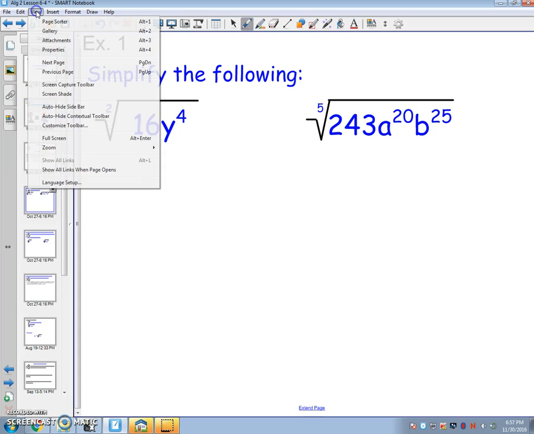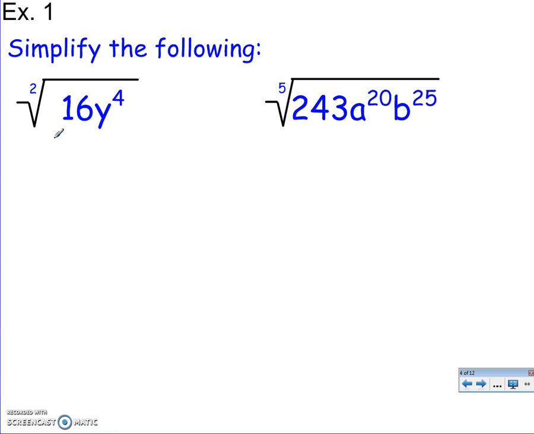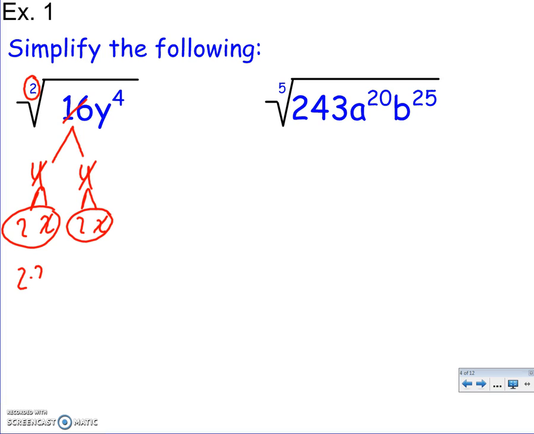Oh, here's an example. Simplify. So this time I was nice. I told you it's a square root. I need to find pairs. Well, you break it down for numbers and letters. So I'm going to do the number first. 16 is just 4 and 4. Well, 2 and 2, 2 and 2. So there's a pair. One goes out, one disappears. There's another pair. One goes out, one disappears. So that's really 4 goes outside.